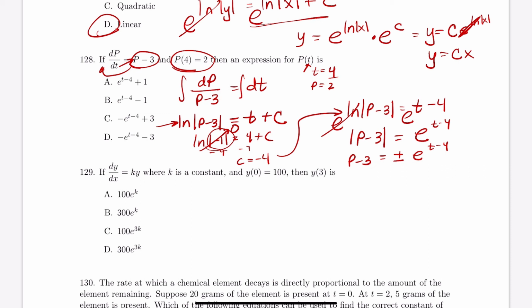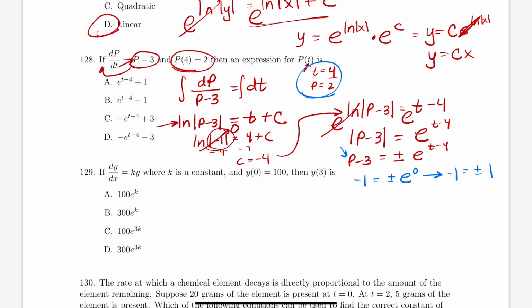Right? And then, is it going to be the plus or is it going to be the minus? So I'm going to go ahead and plug in my initial condition, t equals 4 and p equals 2, and let's see what happens. If I plug in p equals 2, I'll have 2 minus 3. I'll just put negative 1, save myself some space for the next question. So that'll be negative 1 is equal to plus or minus e to the 4 minus 4, which would be 0 power. So that's essentially negative 1 is equal to plus or minus 1, right?